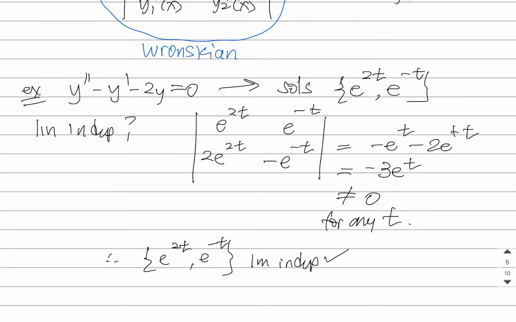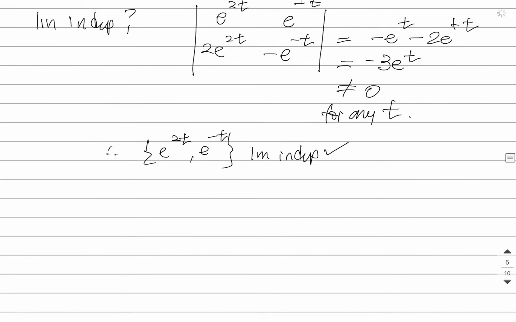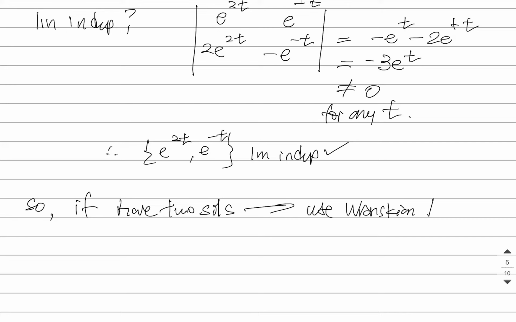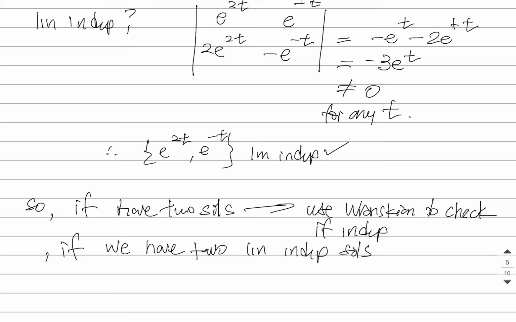That's good. Okay. So if we have two solutions, basically we can use the Wronskian to check if they're independent. If we have two linearly independent solutions, I would now like to know, are they going to form a basis?